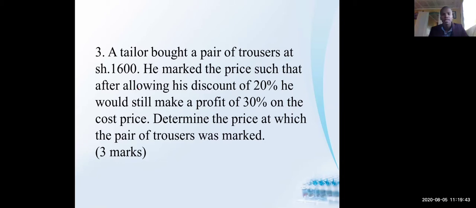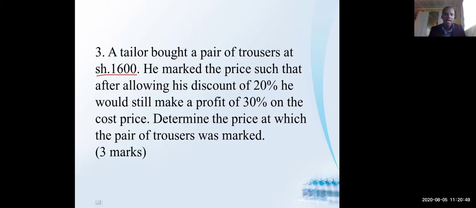So if you check this, a tailor bought a pair of trousers at 1,600. So that is the buying price. He marked the price such that after allowing a discount of 20%, he would still make a profit of 30% on the cost price. Determine the price at which the pair of trousers was marked. After checking this question, you have to know it very well.